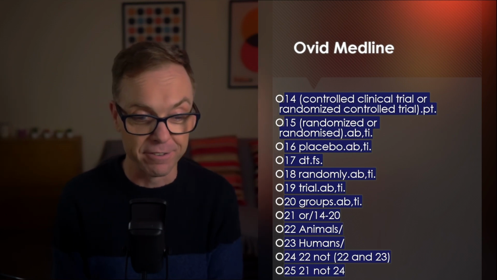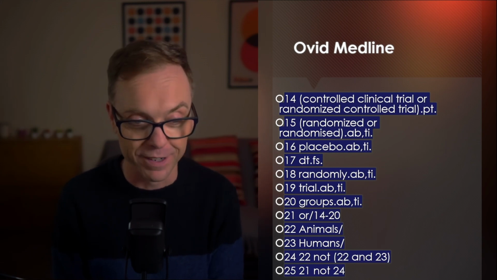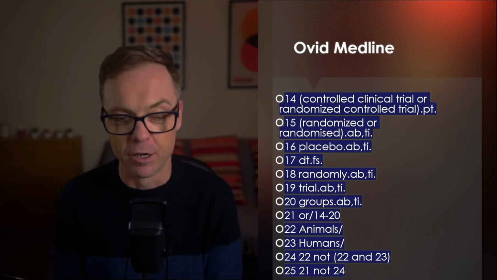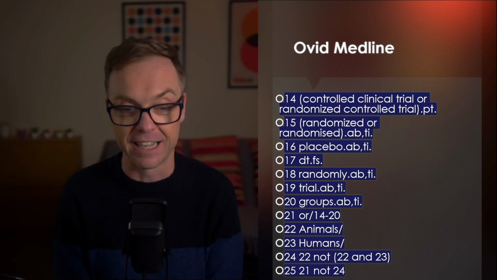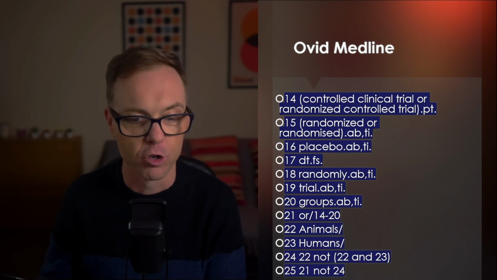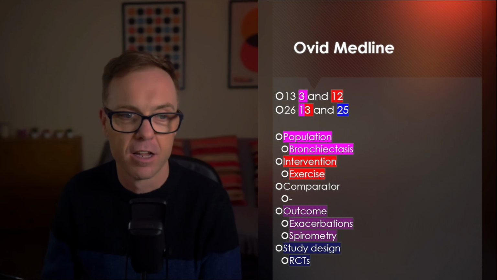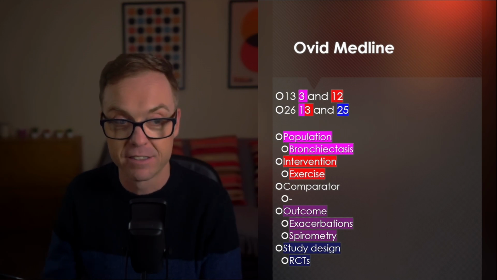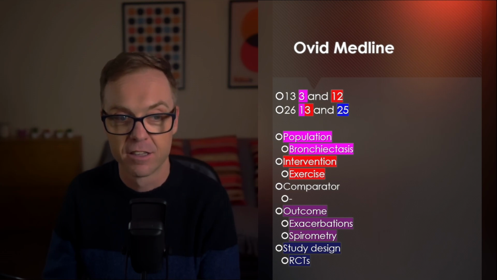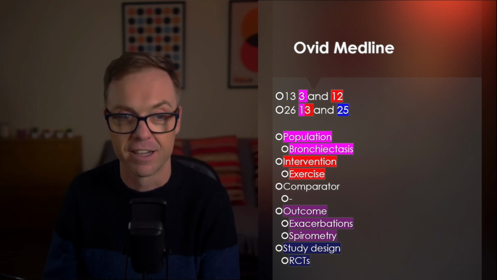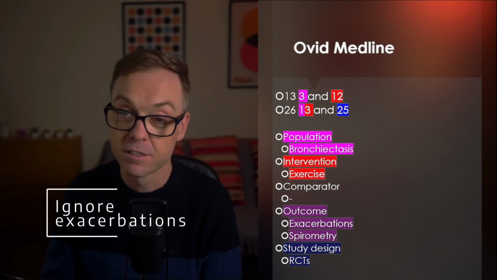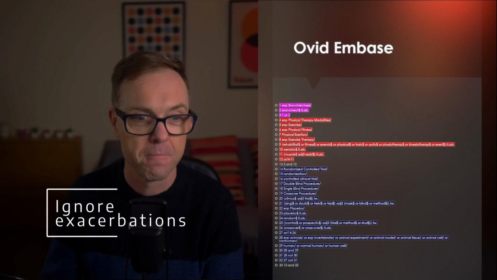And then line 25 is saying not 24. And so I think that works out by saying that we're interested in studies as long as they include humans, even if they include animals. So it's a kind of not. And then line 13 joins population to intervention, and line 26 joins the population and intervention line with the study design line. Still don't have the outcome.